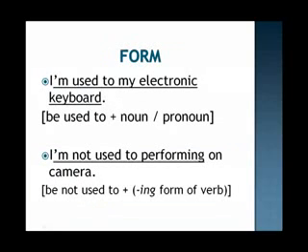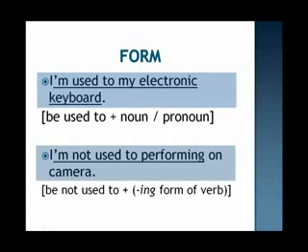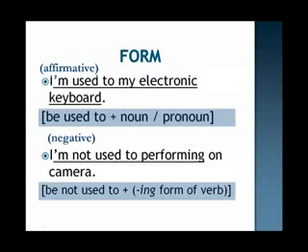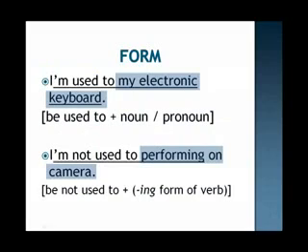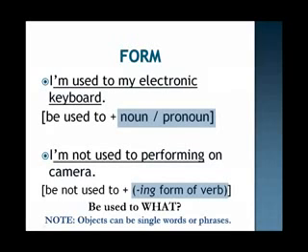Now let's look at form. We have two examples. I'm used to my electronic keyboard. I'm not used to performing on camera. In both statements, the verb be agrees with the subject. The first statement is affirmative, the second is negative. This structure is followed by an object. It answers the question what. The object can be a noun or pronoun, or a gerund, the ing form of the verb.